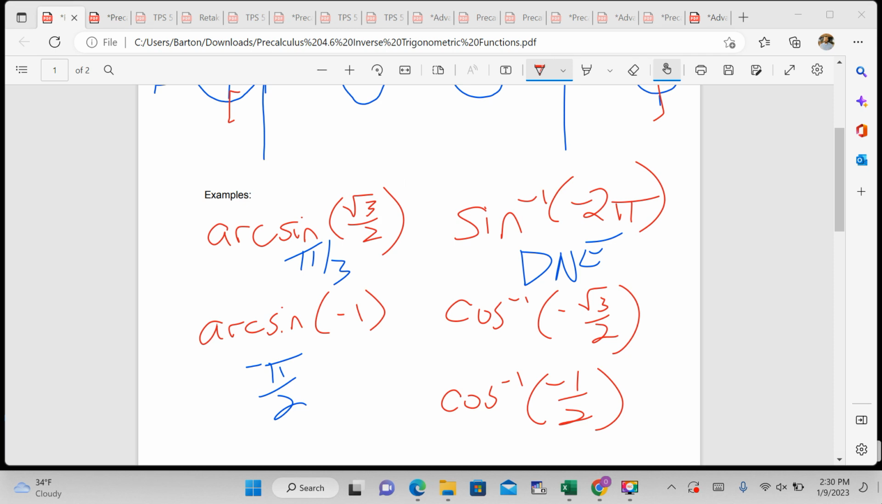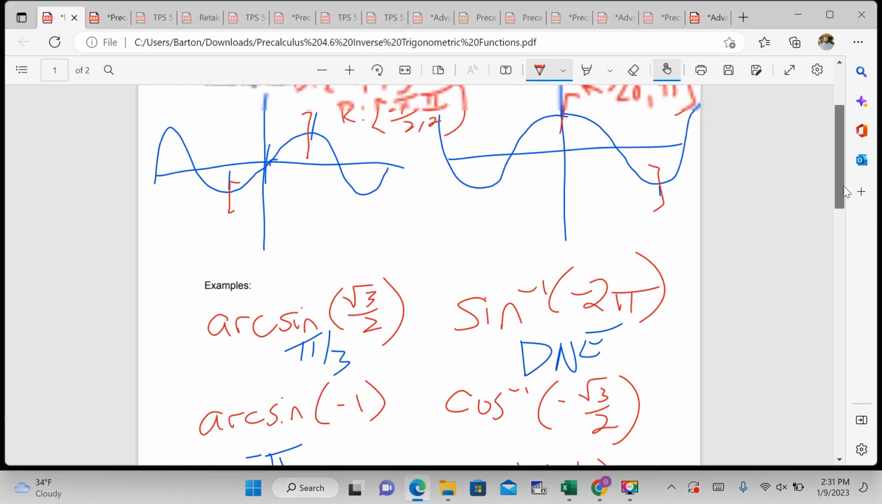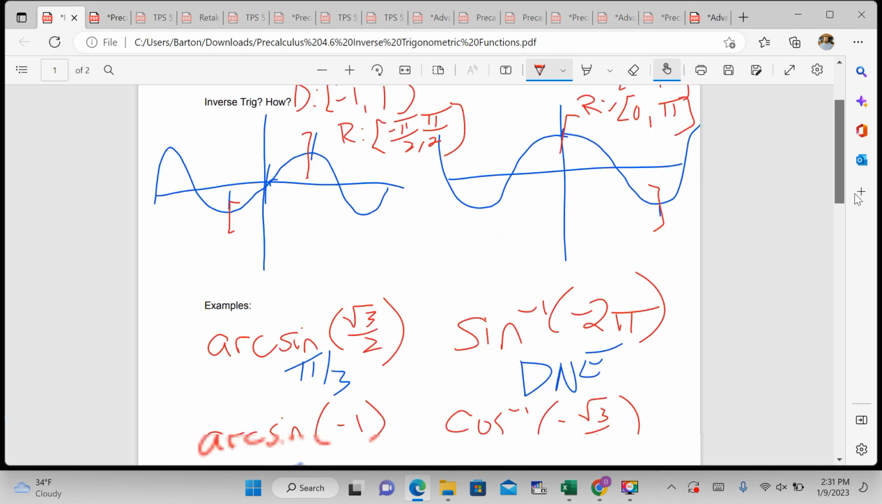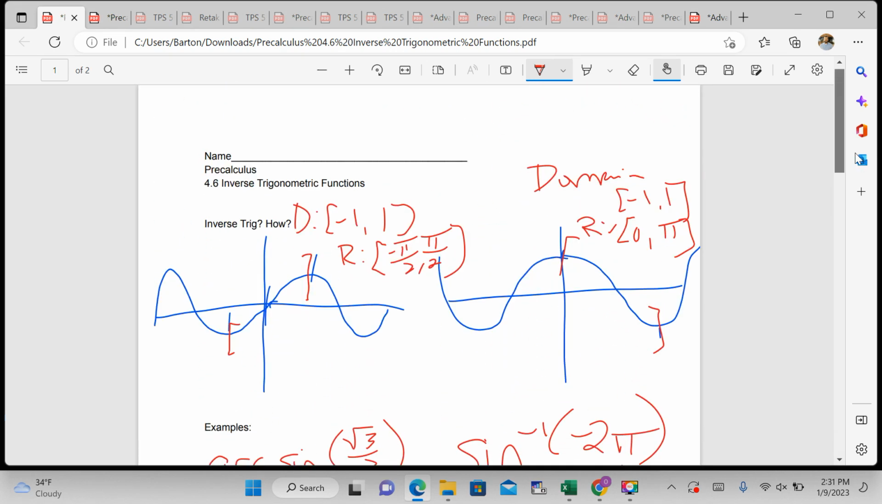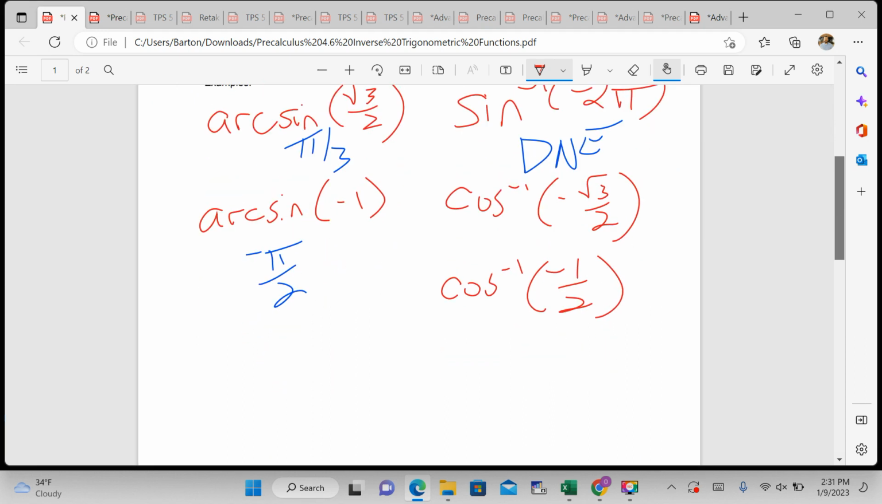Let's try some cosine ones. If you look at the graph above, what do we say we're working between? 0 and pi. So you're going to look between those two radians. Now, where do you see -1/2? It's cosine, so you're looking at your x values. Where do you see that as far as your x values go? You see that at 2 pi/3. So that is your answer.